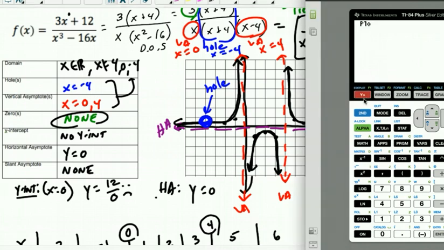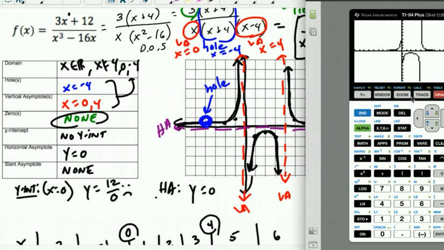So let's go ahead and look at what this graph looks like and see if it turned out right for us. On the top, I have 3x plus 12, all in parentheses, divided by, on the bottom, x to the third minus 16x. Right? And we'll double check that that's all right. Then we're going to hit graph and see what it looks like. And sure enough, that's pretty much what our graph looks like.